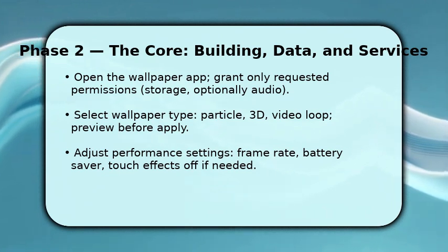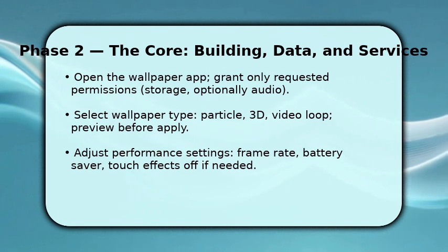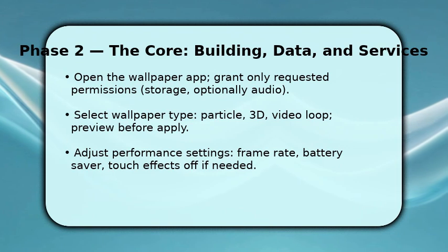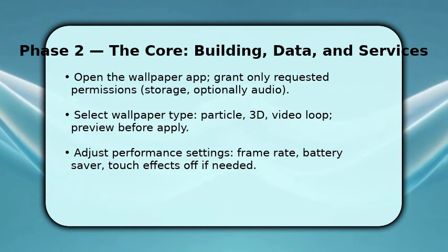Make adjustments. Lower frame rate or use battery saver mode to reduce CPU use. Disable touch interaction if you want less responsiveness, and crop or trim a video to fit the screen. After configuring, tap Apply to set it to your home screen, and test swiping between pages.